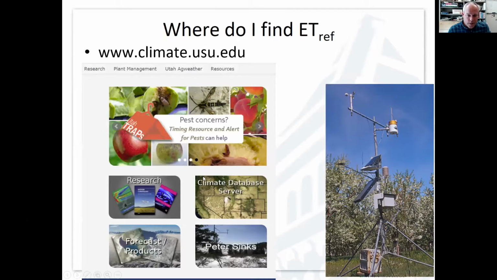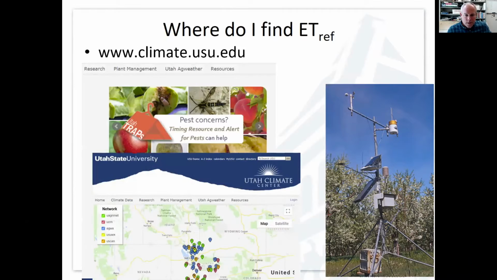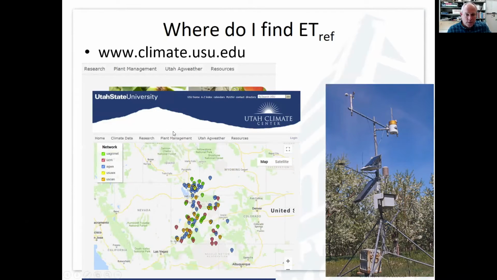And then the other place you can look is this Utah Climate Database server, and this accesses weather stations not just in Utah but all over North America, in Canada and all over the US. You can zoom in on that map and find a weather station that's close to you that might be similar to your conditions, and then access that information. So this is just looking under this Utah Ag Weather. The next page down shows a map, and these are all of the various weather stations that are in Utah.